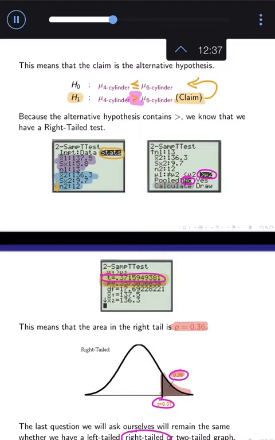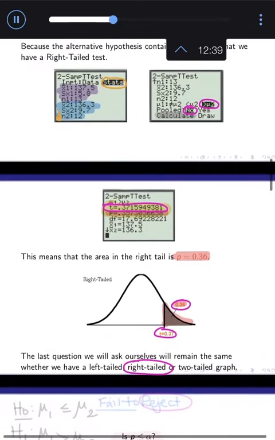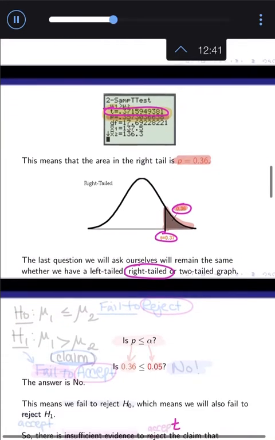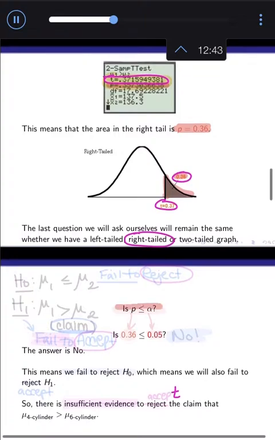And continuing right along, now that we have our p, we ask our same question we always ask: is p less than or equal to alpha? Well, we found out our p was 0.36. That was our p-value from our picture. And our alpha, given in the original problem, was 0.05. So is your p-value less than alpha? Absolutely not. No.